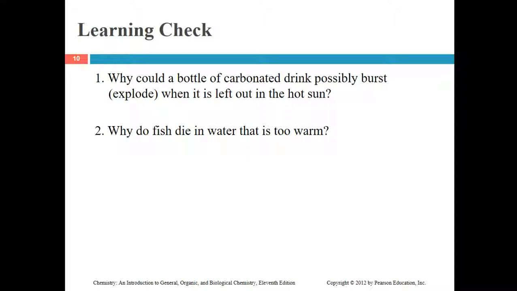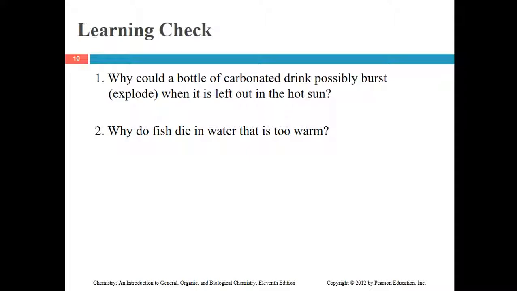Let's say you put it on the back seat in the back window where you get tons and tons and tons of light shining through and it's really hot. Well, because then your drink is going to have the water become very warm and you have less gas, the CO2, that can dissolve in it, so it comes out of the solution.